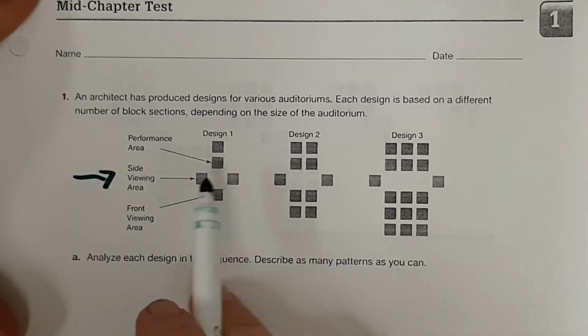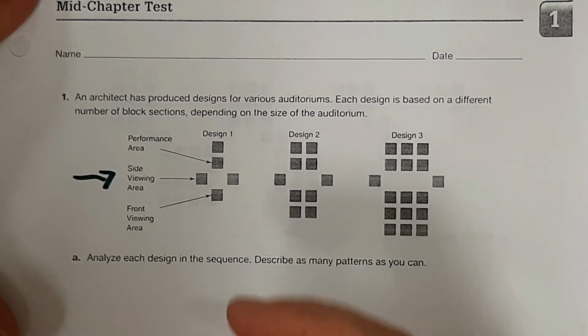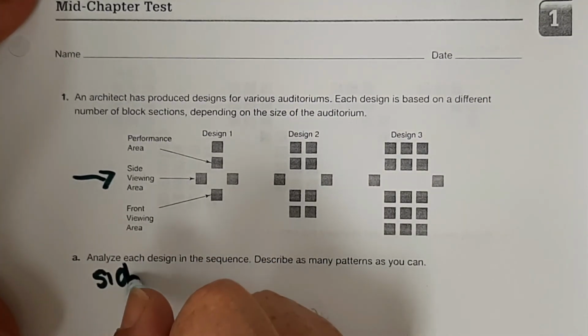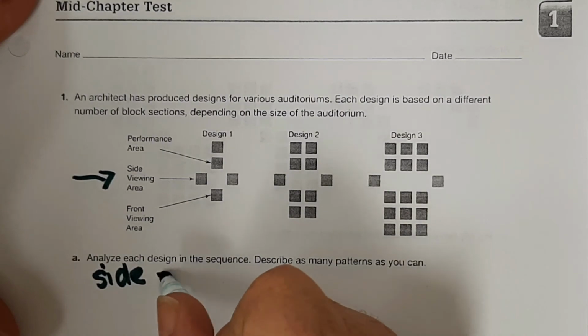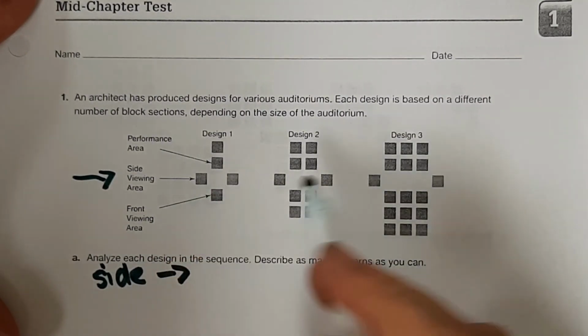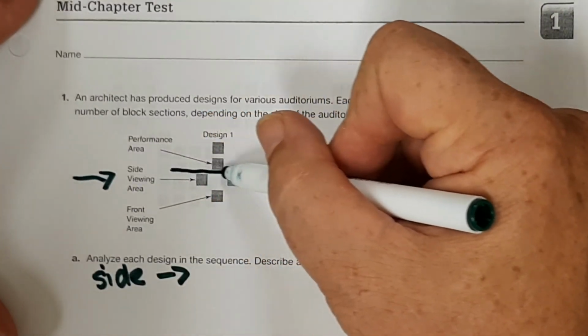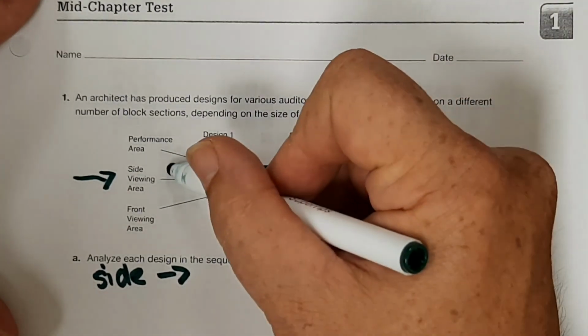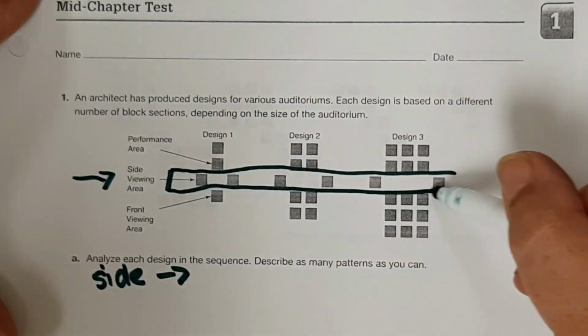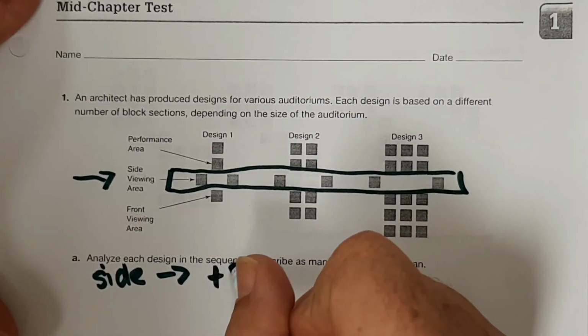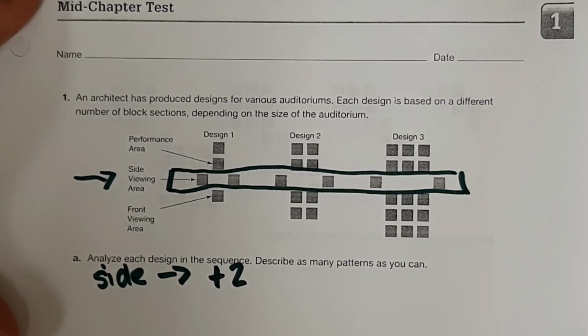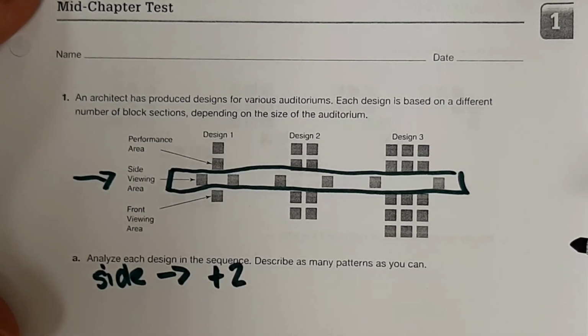This side viewing area is basically just adding 2 every time. So you can see it right here. All it does is add 2. And so basically that's just going to be a +2 in your pattern.